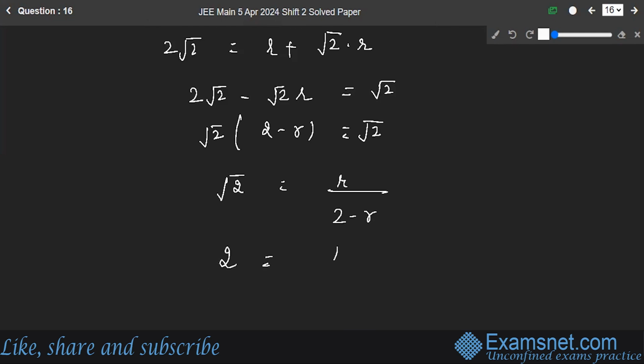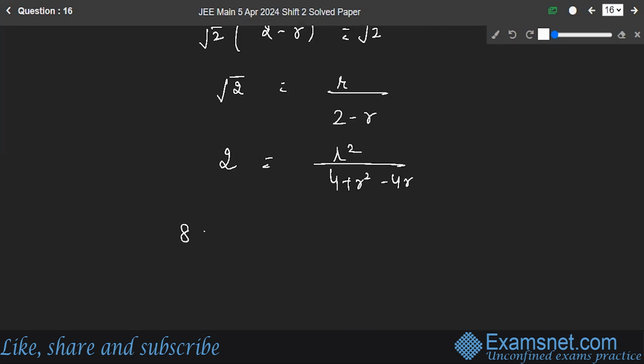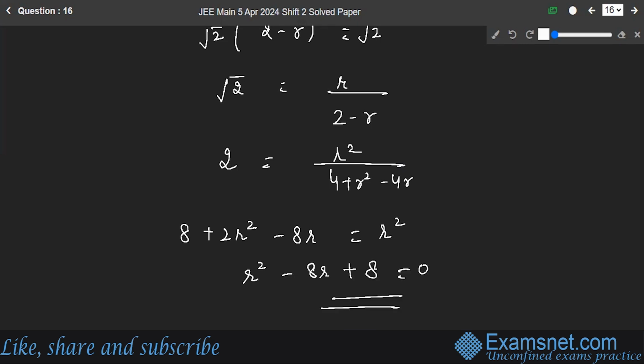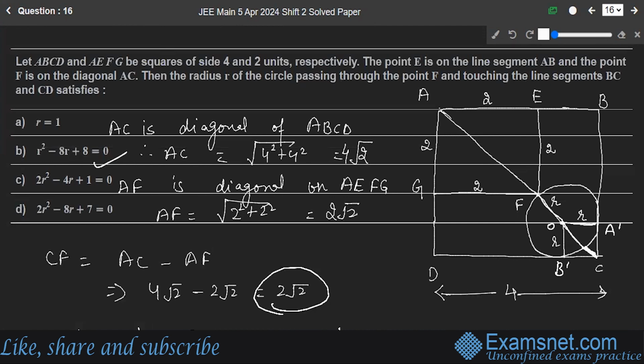Now let's square both the sides. You will have 2R square, 4 plus R square minus 4R, and this will be 8 plus 2R square minus 8R is equal to R square, or you have R square minus 8R plus 8 is equal to 0. So this is the answer to the question, option B. Hope you got that. Let's move to the next question.